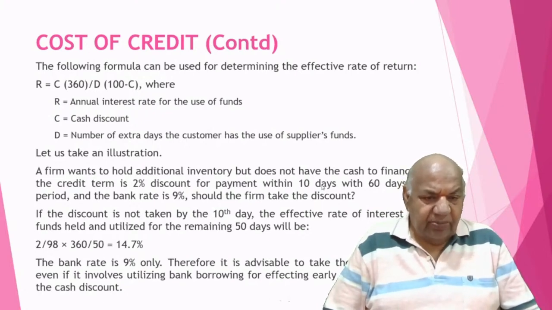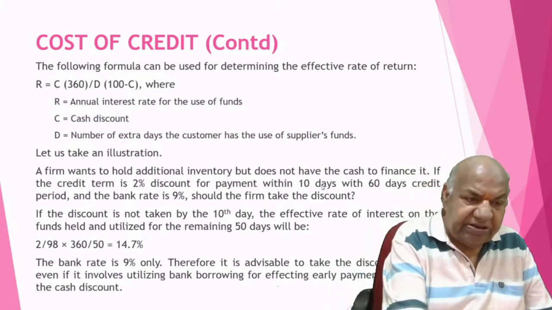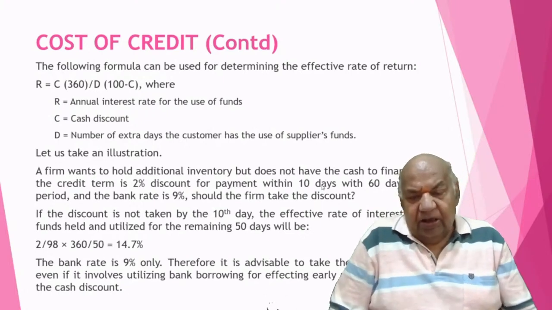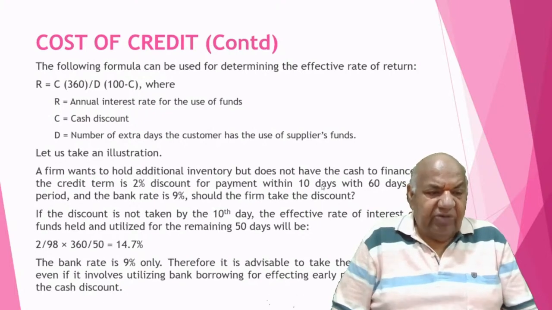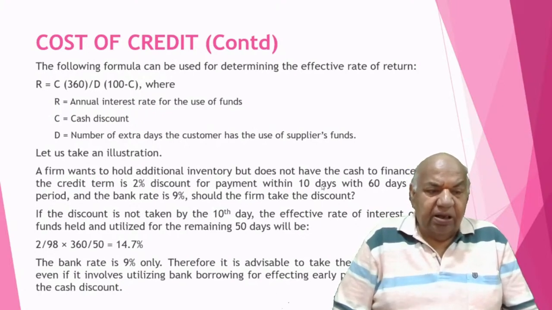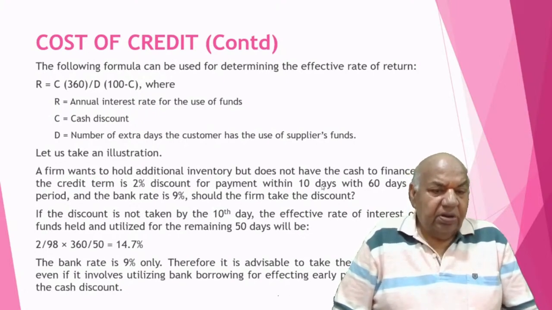Let us take an example. Same type of calculation, the same is here. This we have already discussed before. If a firm wants to hold additional inventory but does not have the cash to finance it, if the credit term is 2% discount for payment within 10 days with 60 days credit period and the bank rate is 9%, should the firm take the discount?